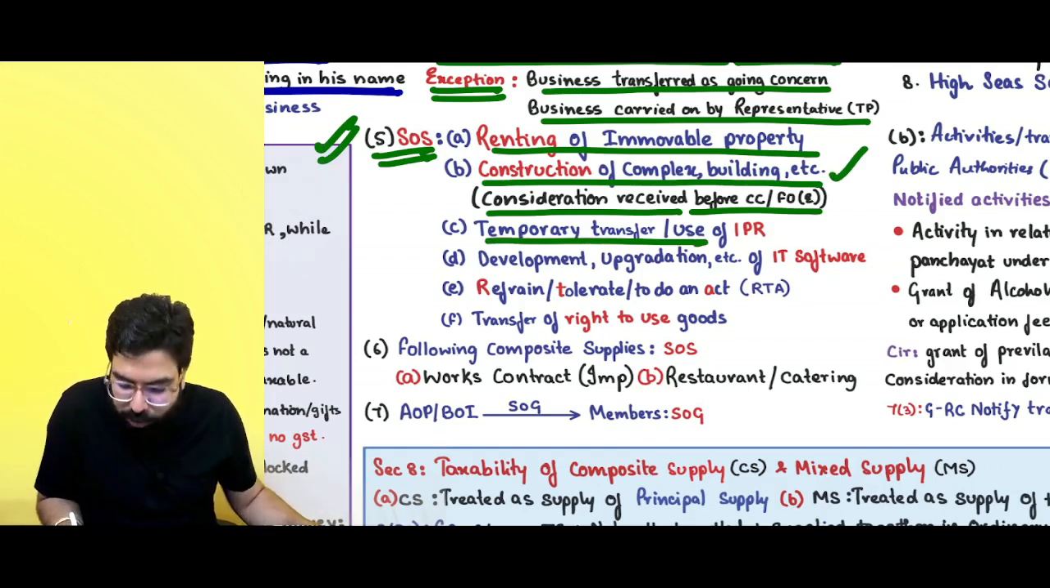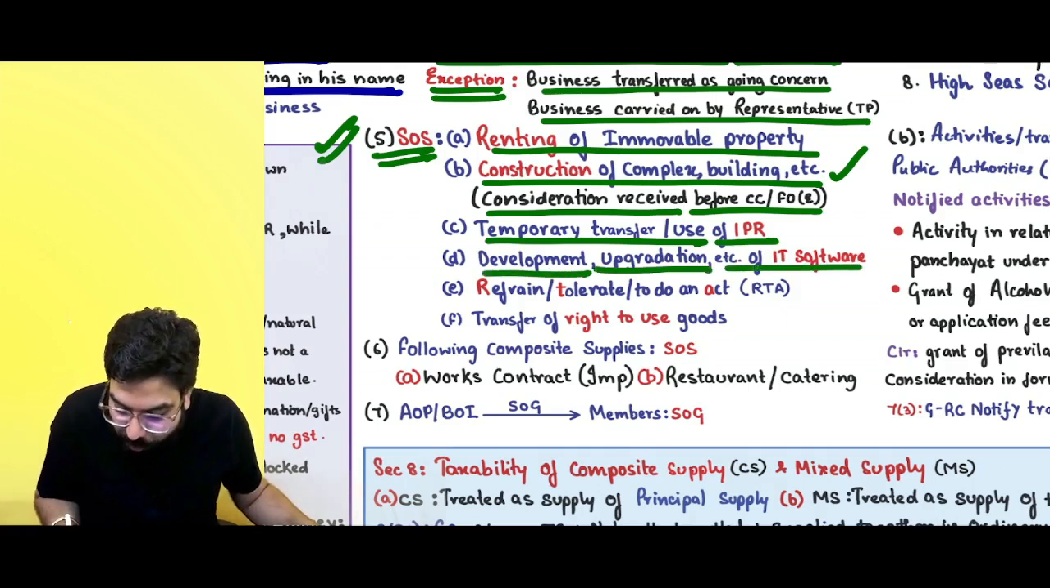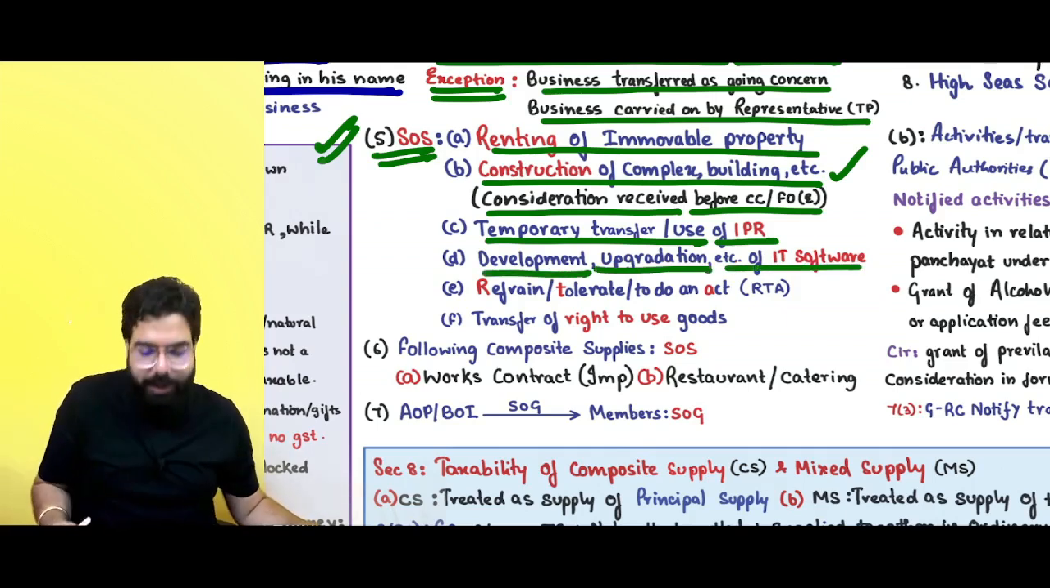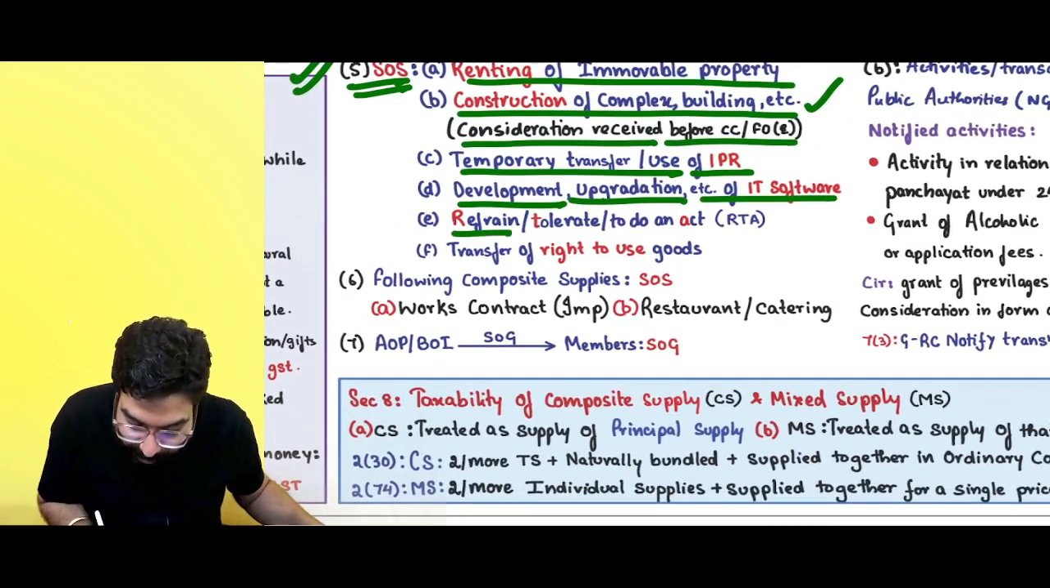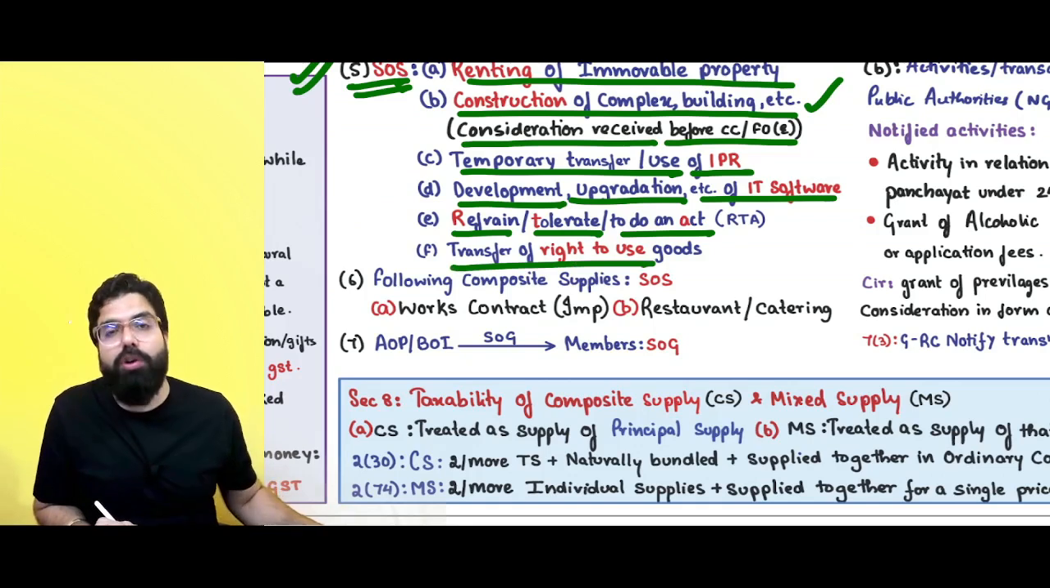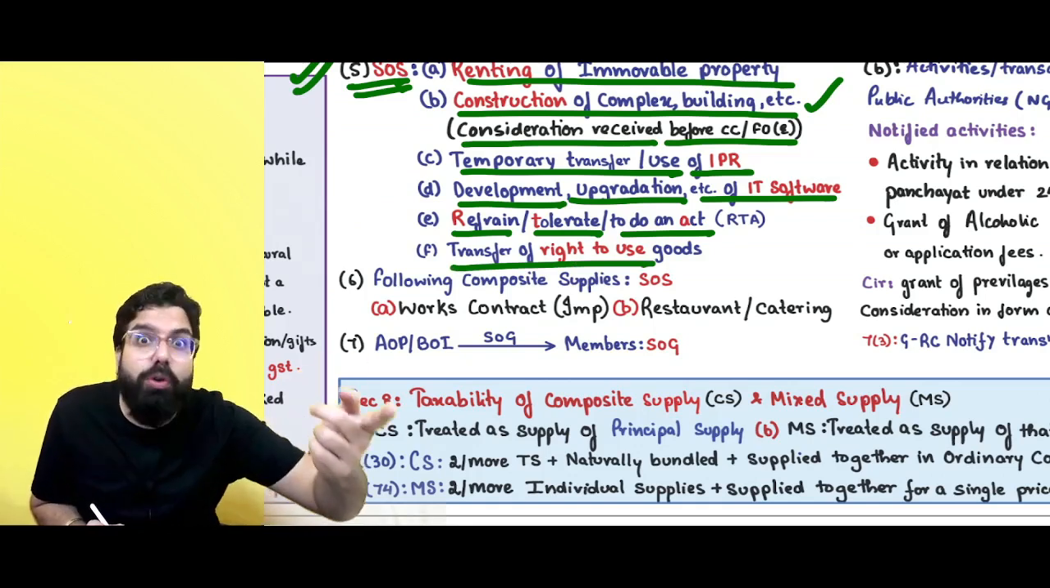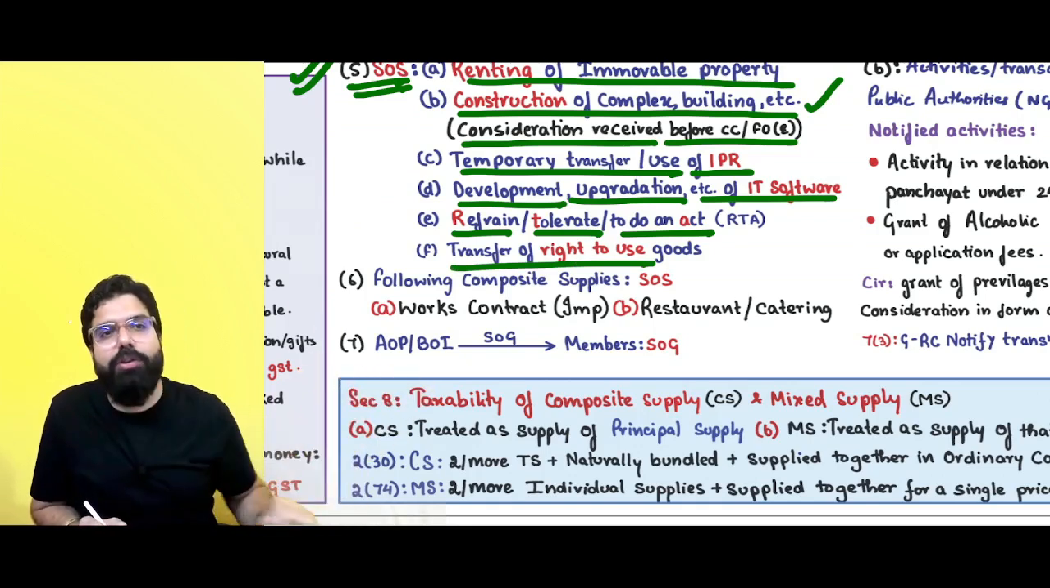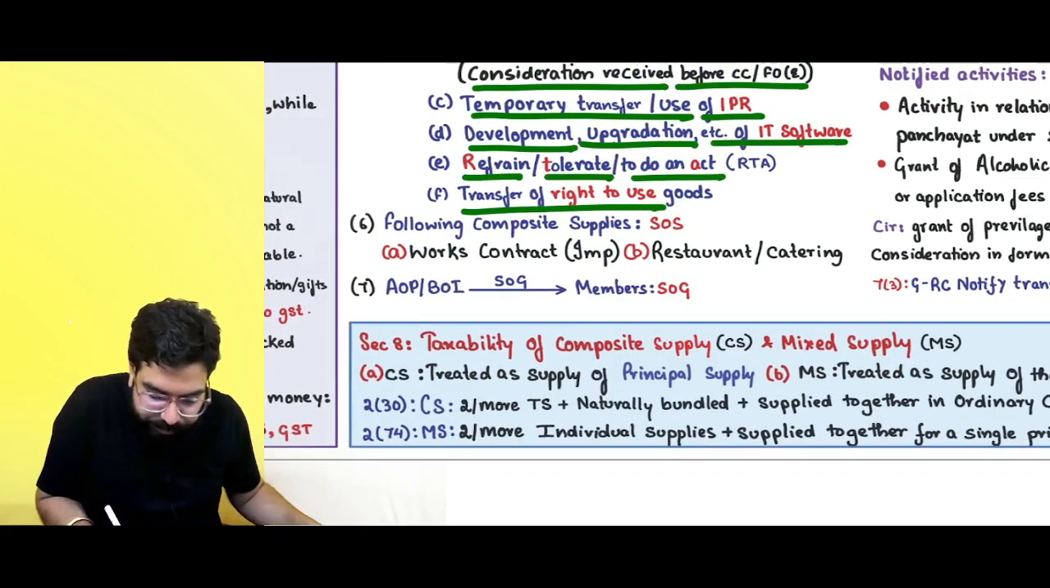Temporary transfer or use of intellectual property right, always supply of service. Development, upgradation of IT software shall always be a supply of service. Refrain, tolerate or do an act, supply of service. Transfer of right to use goods: whenever I am transferring right to use, I am giving you the right to use, it is always a supply of service.